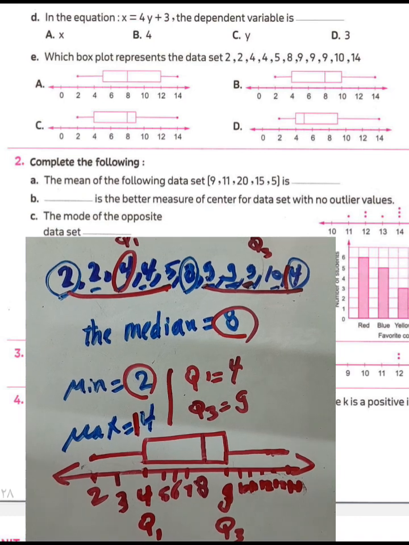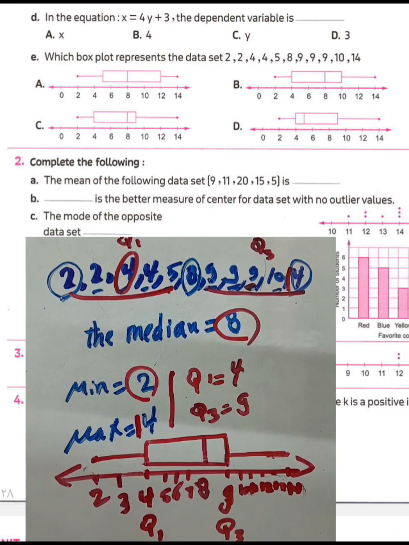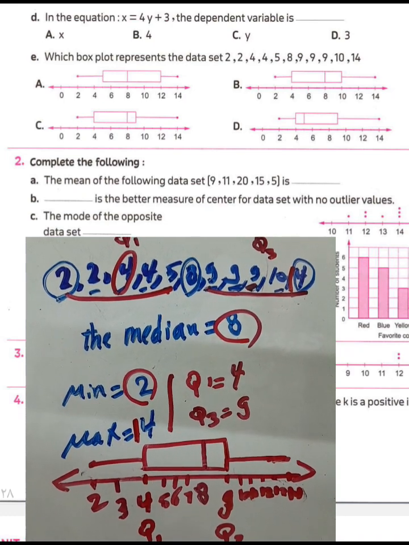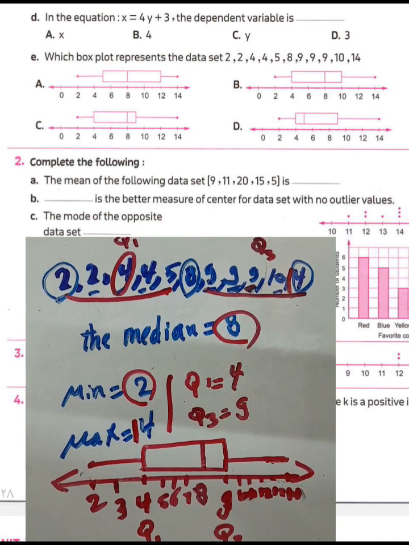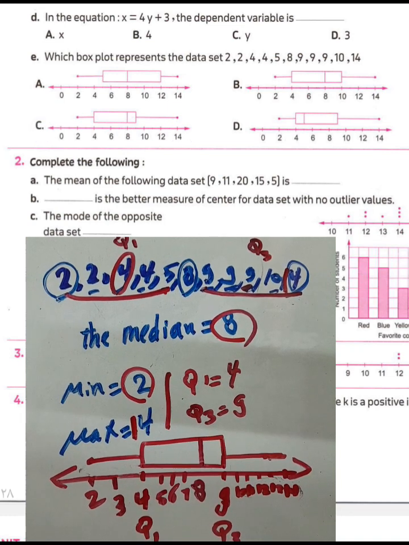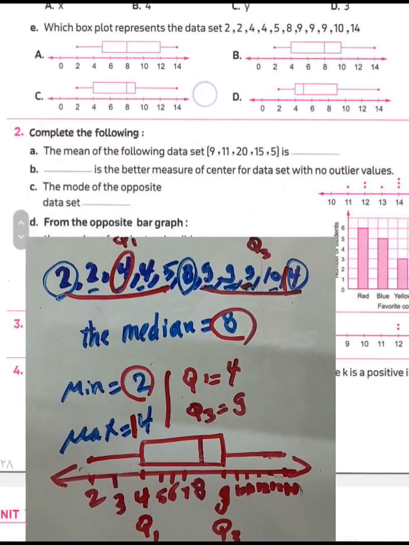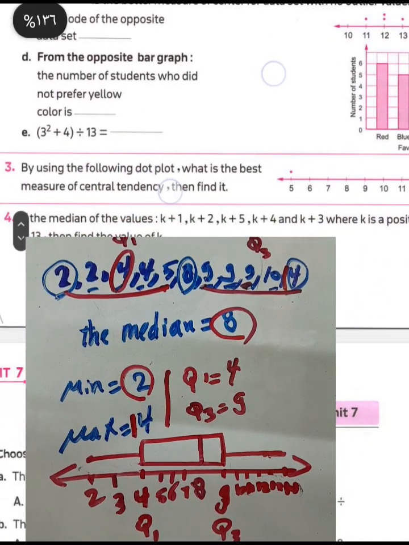Look with me to choose the result. Here it will be like this: we have 4, and here we have 9 and 8 and 14 and 4. Okay, choose letter C. It's like this result. Okay, choose letter C. Question number 2, complete.